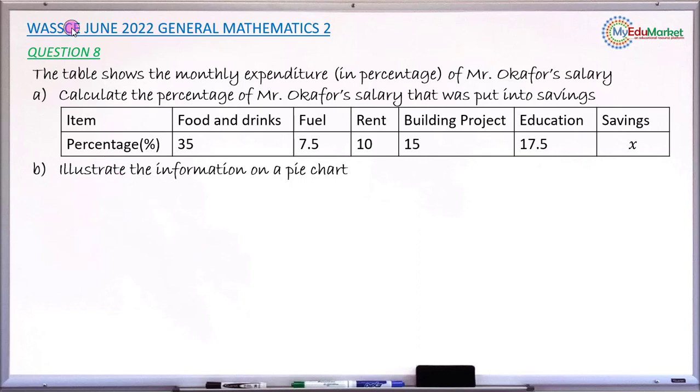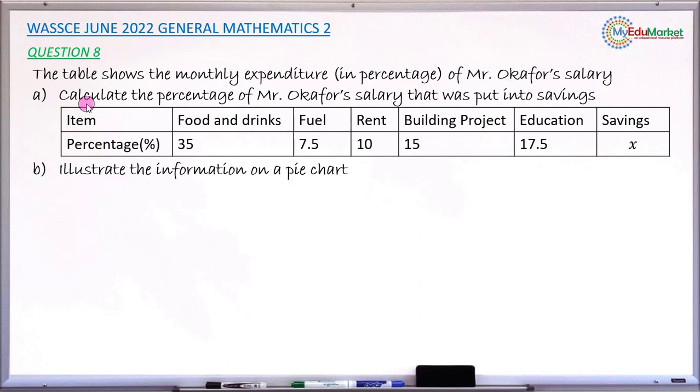This is WAEC June 2022 General Mathematics Paper 2, and we are answering question number 8A and 8B. The question reads: the table shows the monthly expenditure in percentage of Mr. Okapo's salary. So this is the table. Food and drinks, he spent 35% of his salary. Fuel, 7.5% of his salary. Rent, 10% of his salary, and so on.